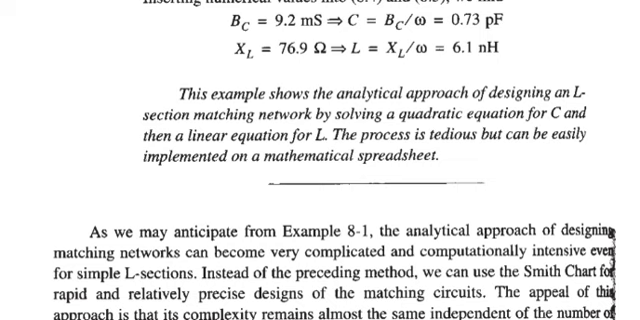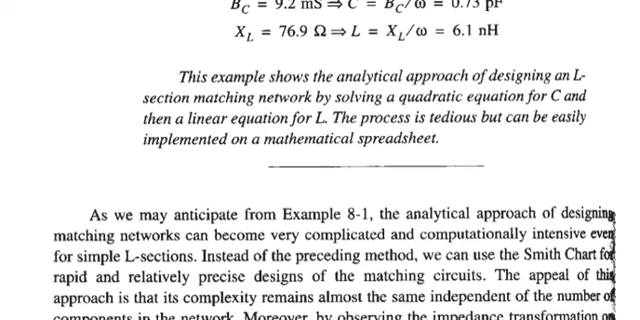So what you're going to do is go with an L section in which you connect the inductor in series and the capacitor in shunt. For the frequency of 2 gigahertz, the value of the capacitor should be equal to 0.73 picofarad, which is in shunt, and the inductor 6.1 nanohenry, which is going to be in series.